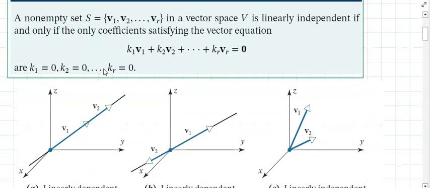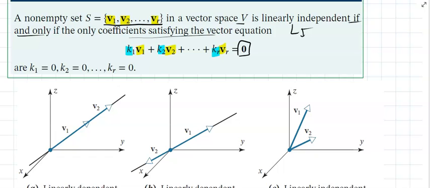All right. A non-empty set in a vector space V is linearly independent if and only if, that's a massive deal, the only coefficients satisfying this hold. If you take all of these vectors, multiply them by weights like we did in the previous section, and set them equal to zero, then that will work if and only if the coefficients are all zero. Every single one is zero, no exception.